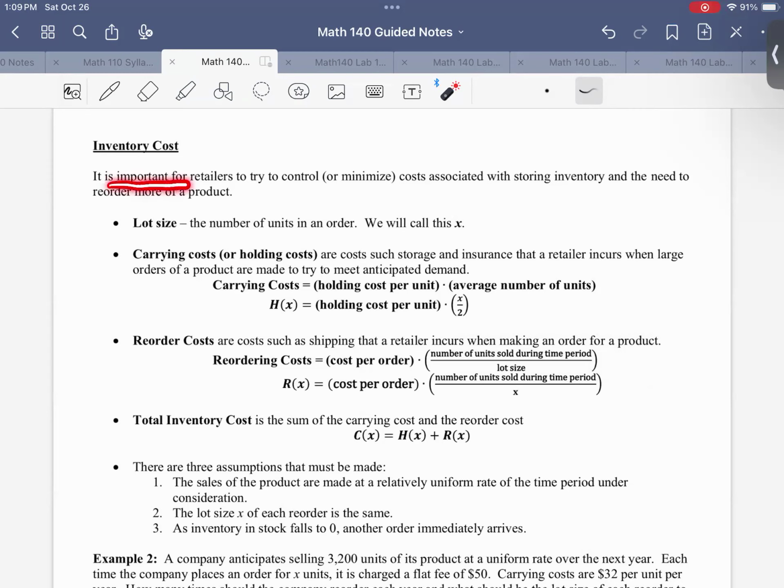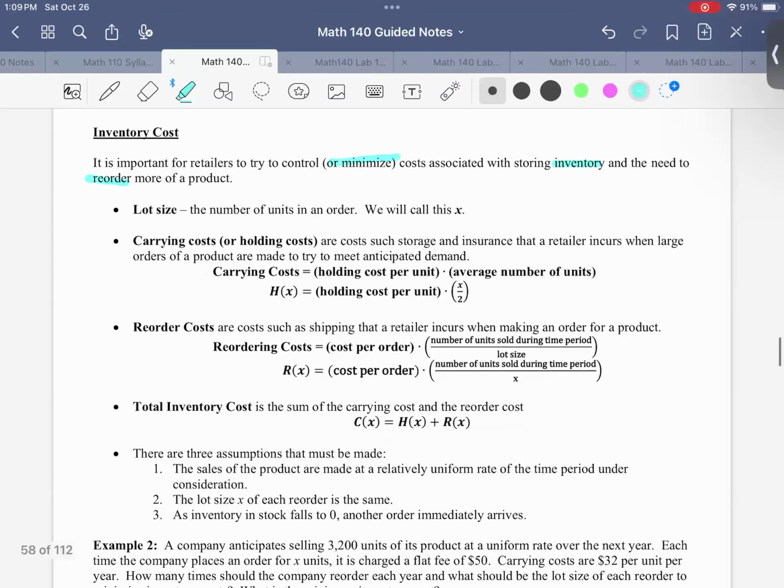So it is important for retailers to try to control or minimize costs associated with storing inventory and need to reorder more of a product. So those are two big things we're going to do, inventory and reordering. Okay. So let's go ahead and read through a couple of definitions that help us set up our problem.